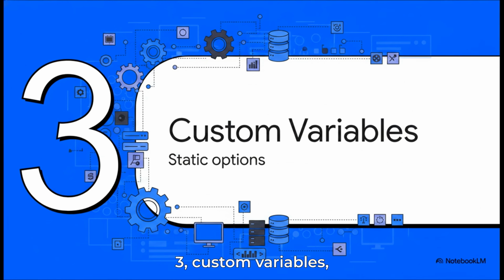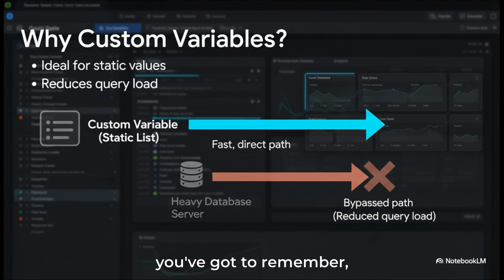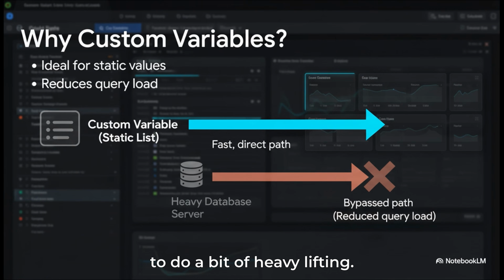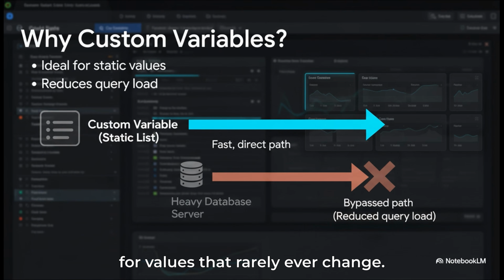All right, Section 3, Custom Variables, where we define your static options manually. Now, here's the thing you've got to remember. Not everything actually needs a dynamic database query. Query variables are amazing, sure, but they do force your data source to do a bit of heavy lifting. Custom variables are exactly what you need for values that rarely ever change. By defining these manually, you cut out a ton of unnecessary query load on your backend, which really speeds up your overall dashboard performance. They are practically tailor-made for static environment lists.